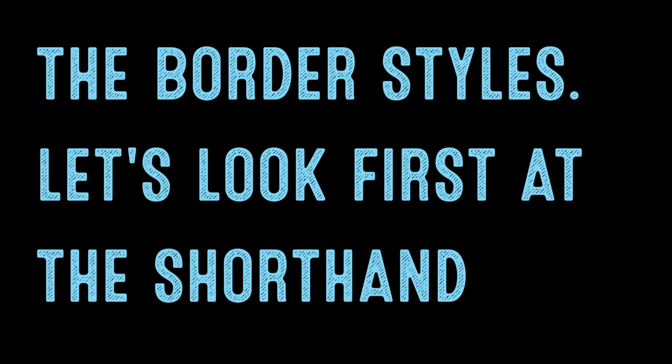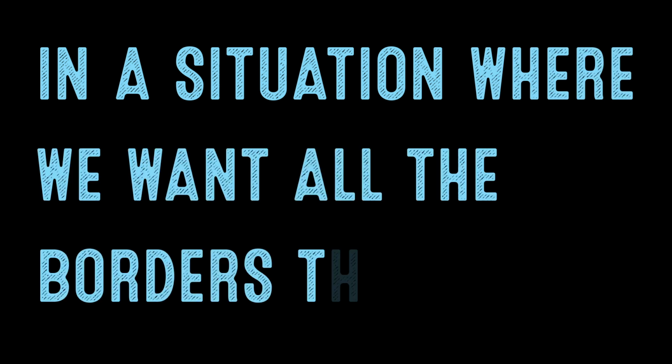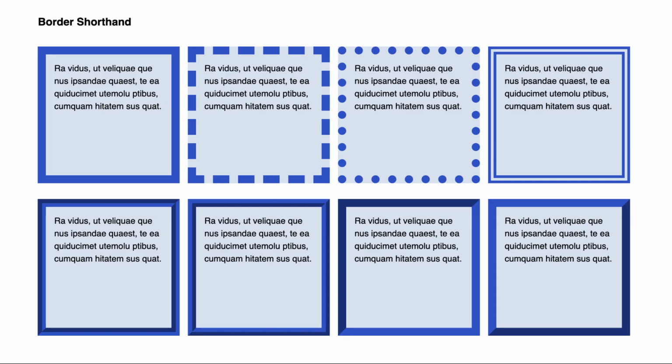Let's look first at the shorthand in a situation where we want all the borders the same. To look at the different border options, we have set up a page where we have 8 different squares. Each square has a different border style, and as stated previously, we have used an exaggerated border width, so it is easier to see how they are different. In these examples, we have also chosen a dark blue border to contrast the light blue background.